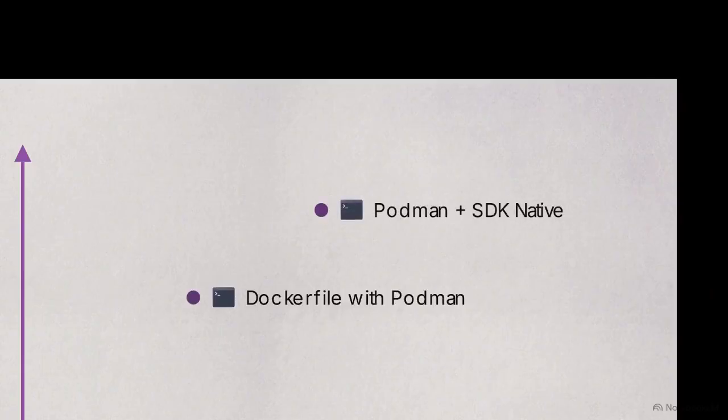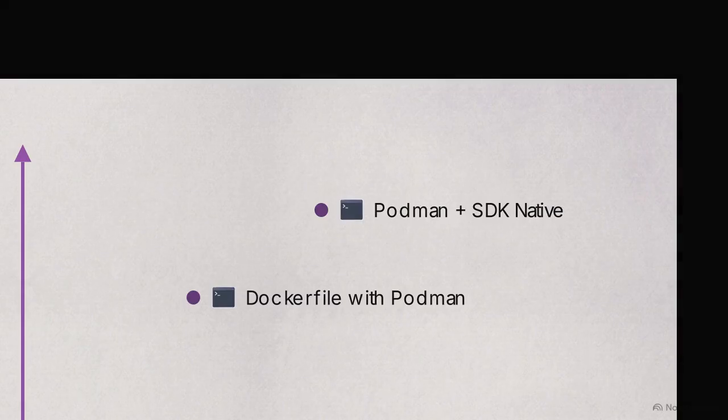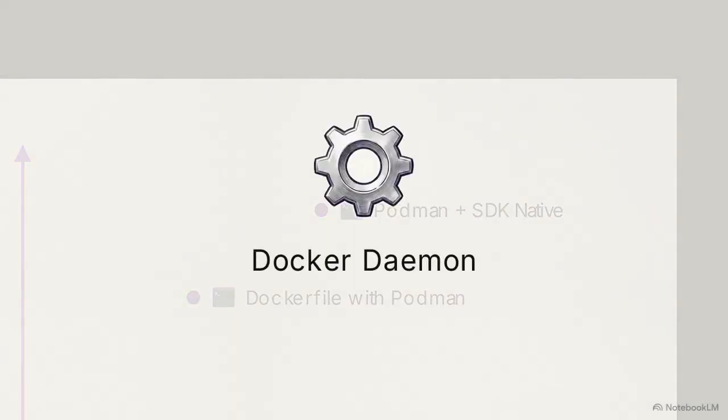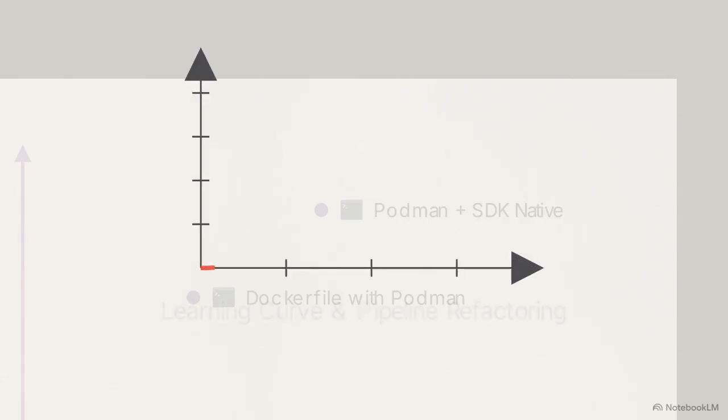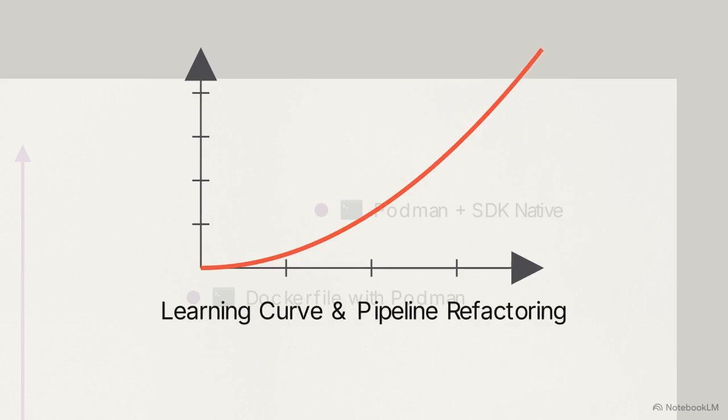Here, teams maintain traditional Docker files, but often swap the Docker engine for Podman to gain more flexibility in their security model. The primary security benefit of Podman is its daemonless, rootless environment, which satisfies strict enterprise compliance requirements. This path introduces a steeper learning curve for developers accustomed to Docker Desktop and requires DevOps teams to refactor pipelines.